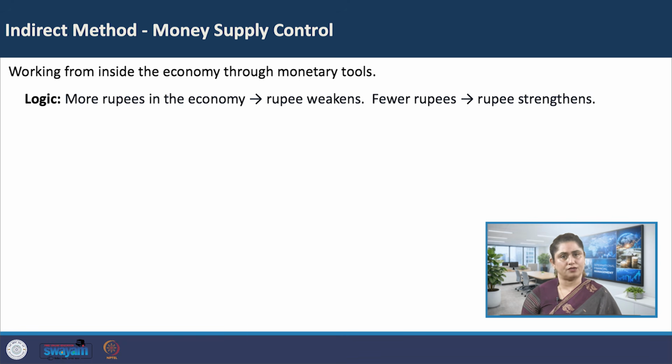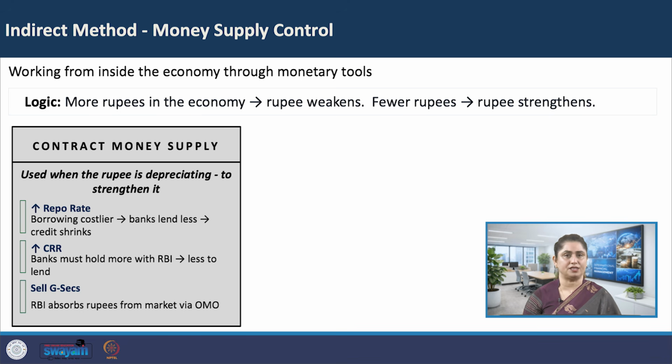The logic is straightforward. If there are more rupees in the economy, rupees are relatively in abundance and therefore less valuable, and hence the rupee will tend to weaken. But if there are fewer rupees in the economy, rupees are relatively scarce and therefore more valuable. The rupee tends to strengthen. So the RBI controls the exchange rate indirectly by controlling how many rupees are in circulation.